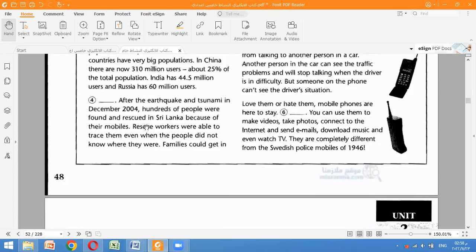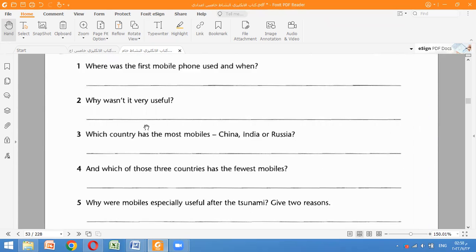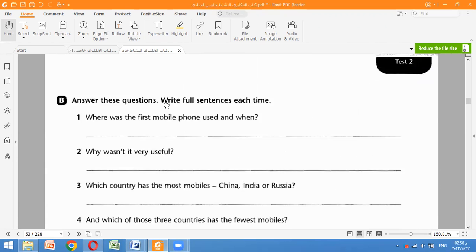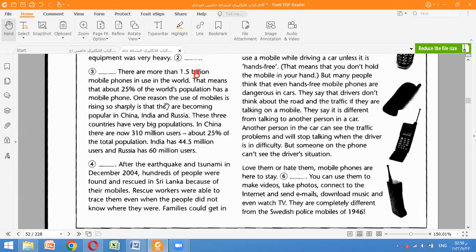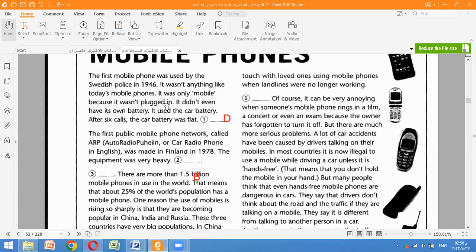Now, the answer for this question will be what? Why is it not very useful? It wasn't very useful because it used the car battery. فاعل, wasn't الفعل مات auxiliary verb. شنو كان يستخدم حسب القطعة؟ كان يستخدم الcar battery, and after 6 calls it will be what? It used the car battery. After 6 calls the car battery was flat. Flat يعني finished.